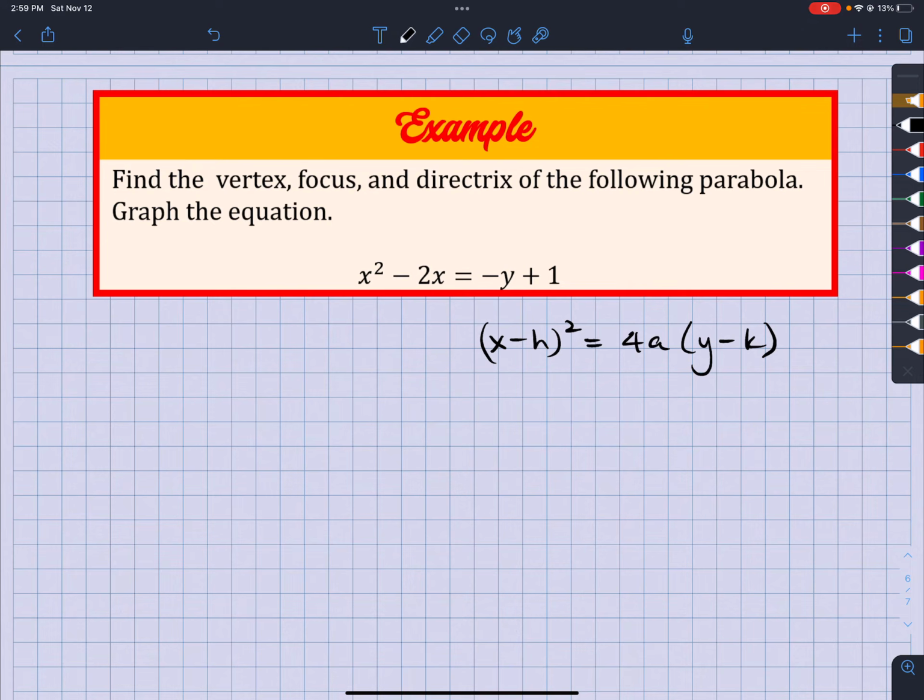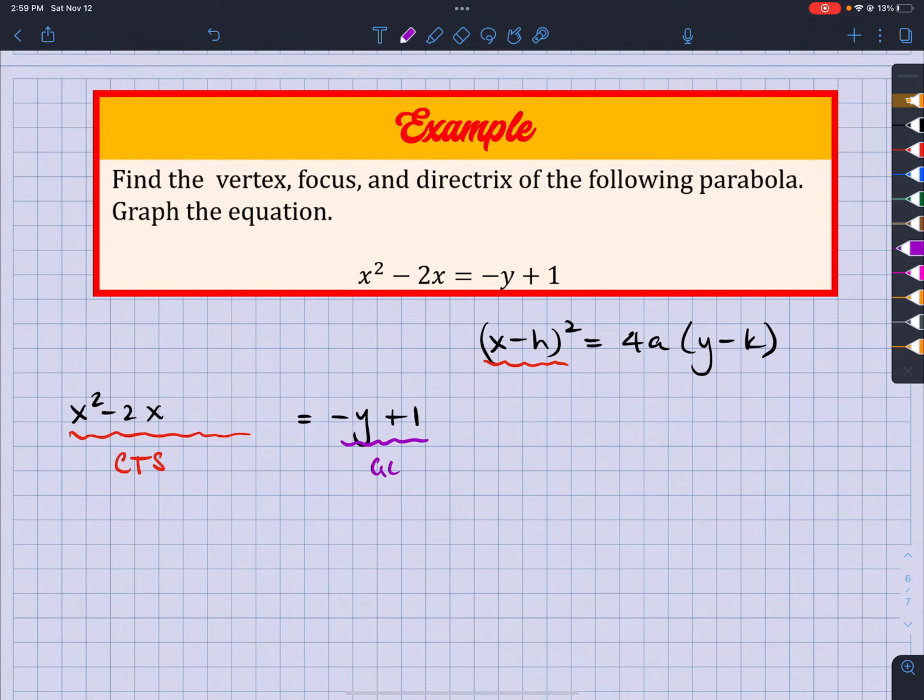What I see on the left side, the x squared minus 2x, is that this needs completing the square to get it looking more like that, okay? And then equals the right side of -y plus 1, I'm going to have to do a GCF so that it kind of looks like the right side here. So in this case, I'm going to have to do a GCF so that it looks something like this. Okay, great. So let's go ahead and deal with this.